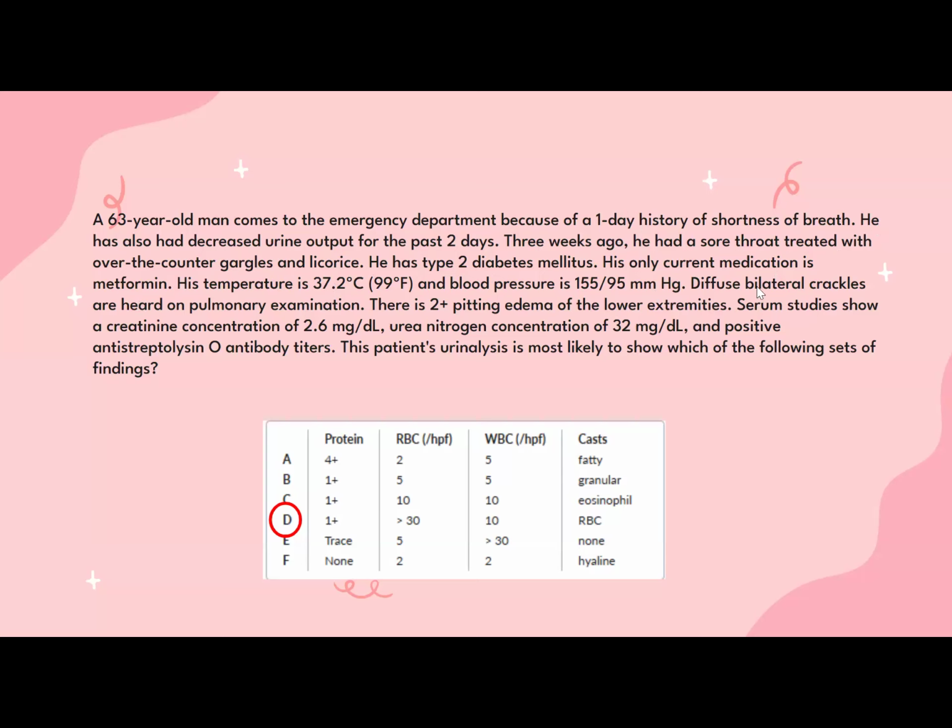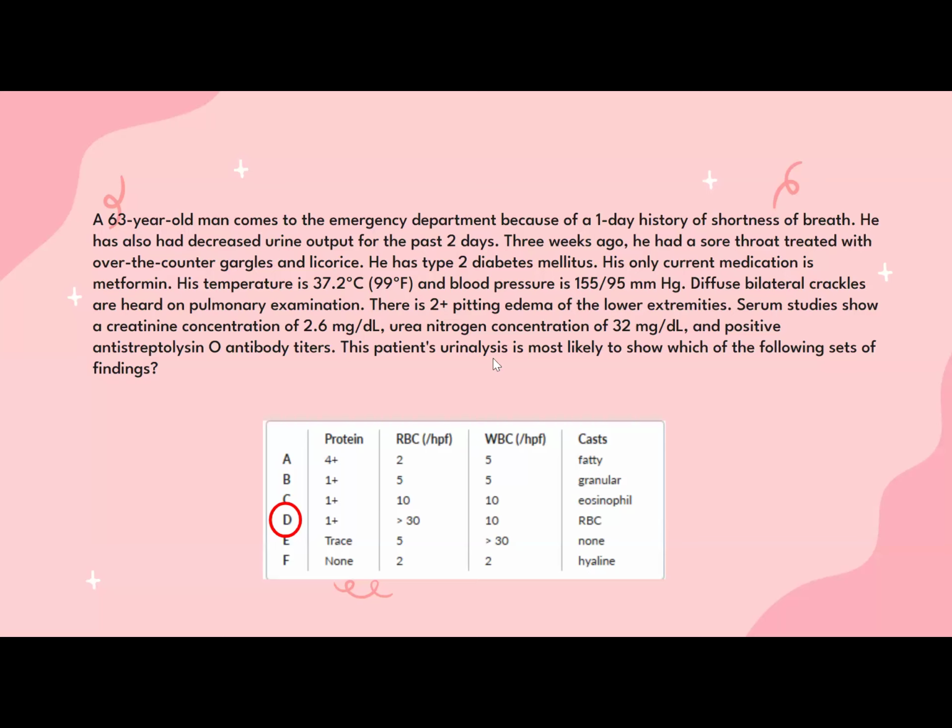Blood pressure is really high. There's diffuse crackles. Okay, 2 plus edema. Creatinine is elevated, urea is elevated. Oh, positive anti-streptolysin O antibody titers. There you go. We don't need the entire rest of the question. The only thing that we truly needed was this positive anti-strep O antibody titers.